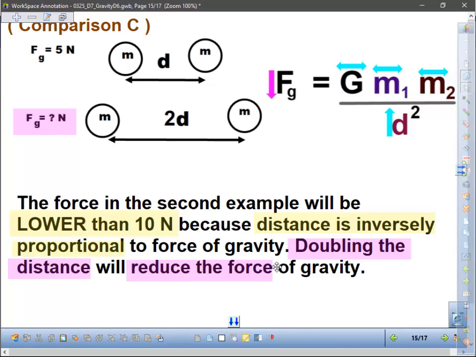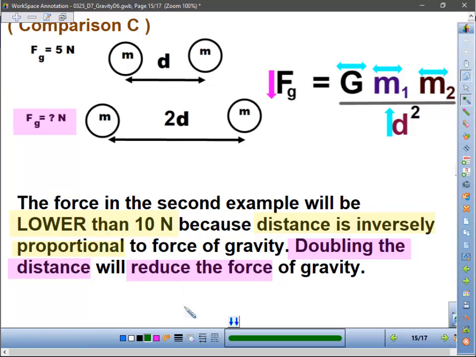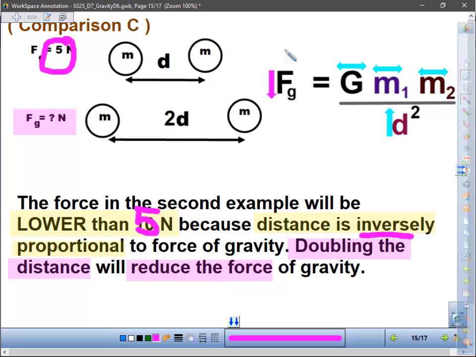So here's my explanation. The force in the second example will be lower than 10 newtons. Oops, I wrote 10 newtons, but it's not really 10 newtons, it's 5. The force in the second example will be lower than 5 newtons because distance is inversely proportional to gravity. Doubling the distance will reduce the force, right? More distance means less force of gravity. And we know that the farther apart you move them, the less the gravitational force will be.